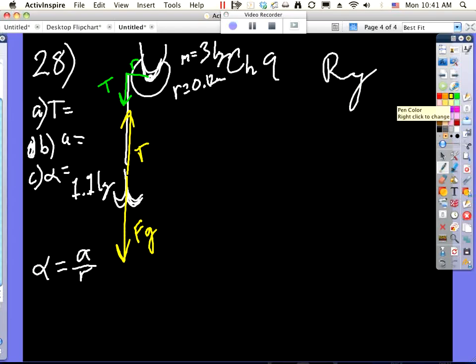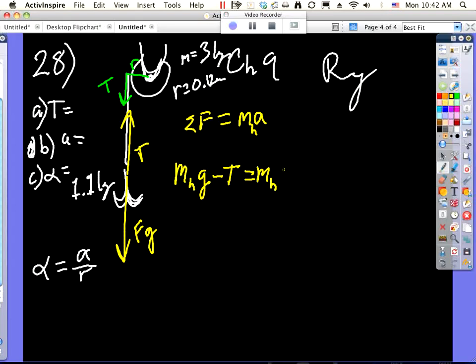So if I maintain my color scheme, then I say the sum of the forces is equal to MA. And this is mass of the hook times the acceleration. I'm going to say mass of the hook times G minus T is equal to M_H A. And then I say the sum of the torques is equal to I alpha. Here there's only one torque, and that is the torque of tension. That equals I alpha. And that torque of tension is caused by tension times the radius.